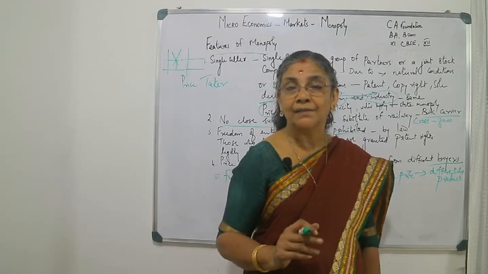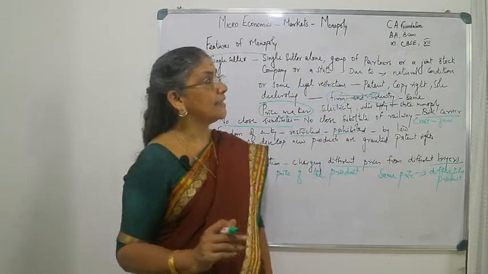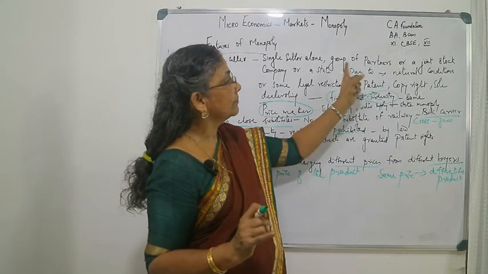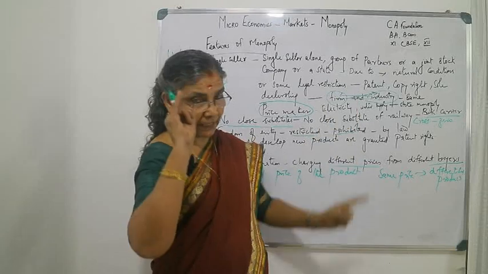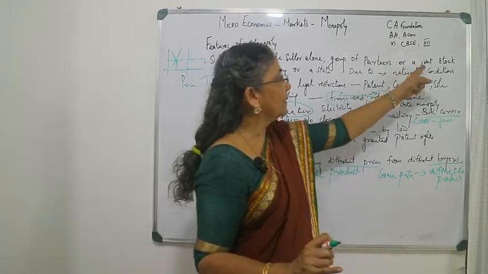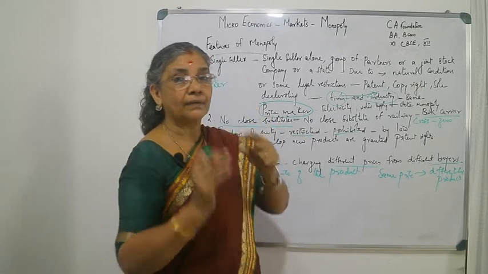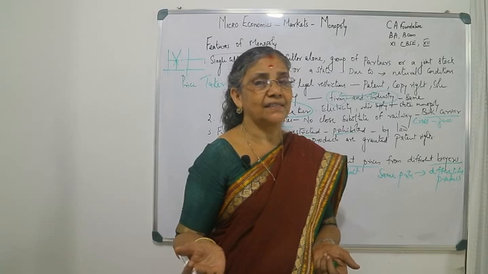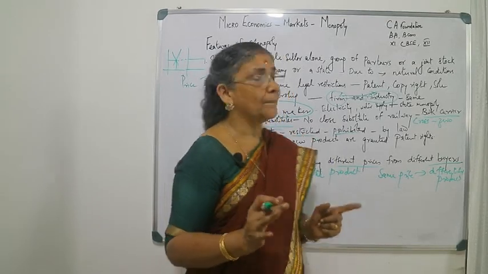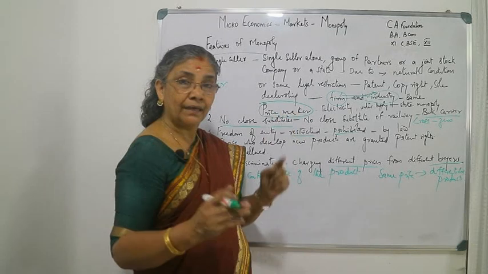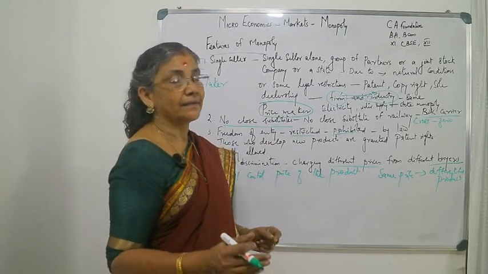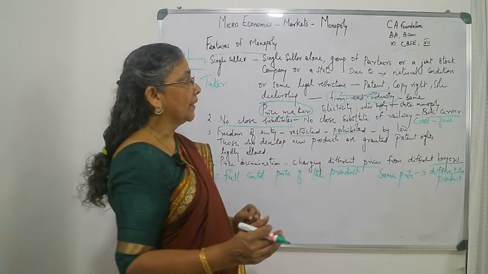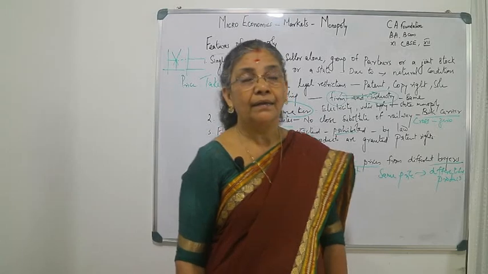So these are the features of monopoly. There is a single seller. That single seller may be a producer selling that particular product, a joint stock company, a group of partners, or the state. It may be due to natural conditions, because of natural scarcity, so that only one producer is there. Or there may be legal restrictions regarding patents, rights, copyrights, or a sole dealership. So there is no difference between firm and industry.